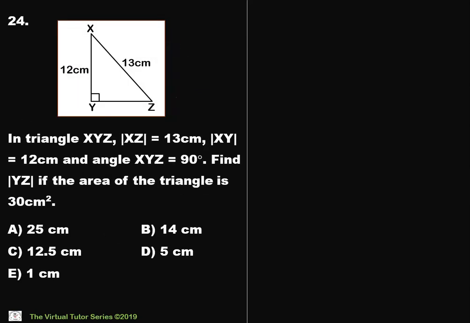Question 20. In triangle XYZ, length of XZ is equal to 13 centimeters. The length of XY is equal to 12 centimeters. And angle XYZ is equal to 19 degrees. Find the length of YZ if the area of the triangle is 30 centimeters square. Solution.